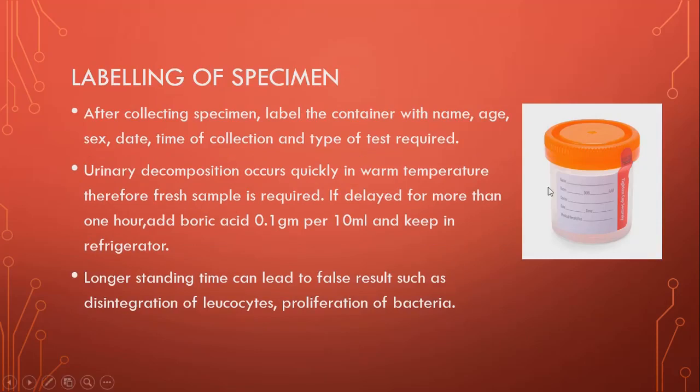After taking the sample, we are going to label it, as we already have one sheet which has some of the characteristics that we need to mention on the slip. After collecting the specimen, we're going to label the container with the name, the age, the sex, the date, the time of collection, and the type of the test required of the specific patient.